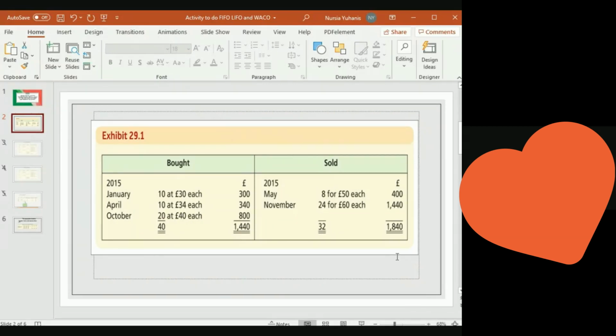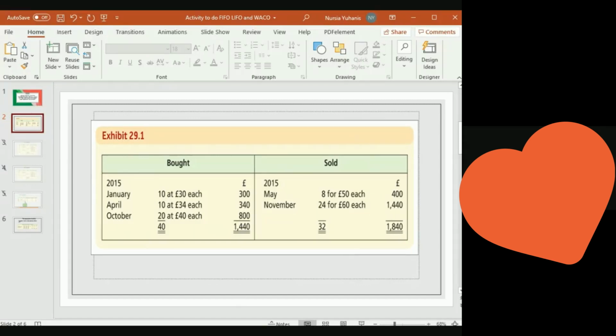In the question, you can see there is one column for bought, meaning the materials that are purchased into the company. Another one is sold. Sold is whatever materials that you sell to your customers. So the bought column will increase your materials in your company, whereas sold will reduce your materials, because you already sell to your customers, so your materials will be reduced when you sell.